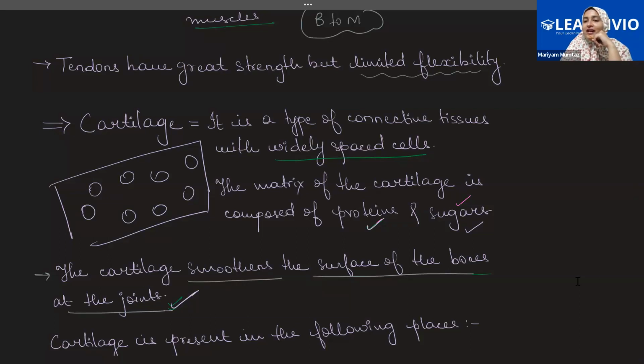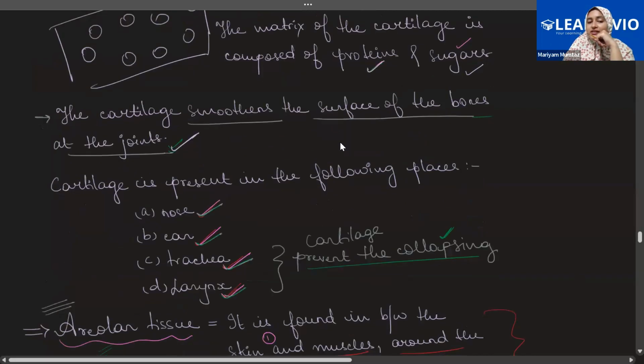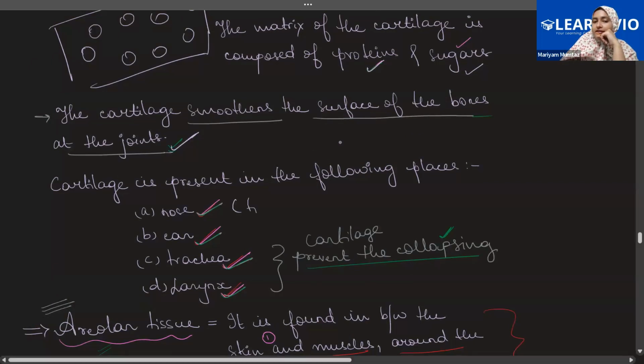Now, if I ask you to bend your nose from here, will you be able to do so? No. You can't bend it. But if I ask you to shake it from the tip, will you be able to do so? So, the cartilage is not present in our entire nose, rather it is present at the tip area. So, talking about where the cartilages are present, it is present in the nose. I'll write tip here. It is present in the ear. It is present in the trachea and larynx.